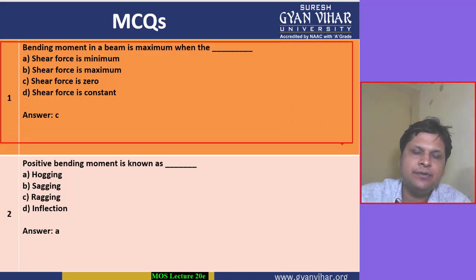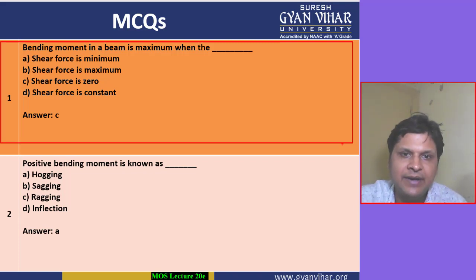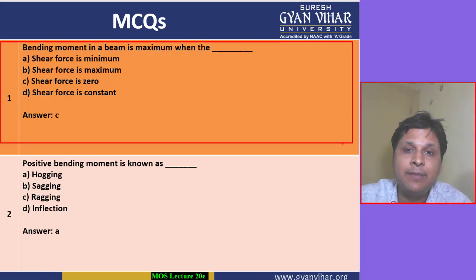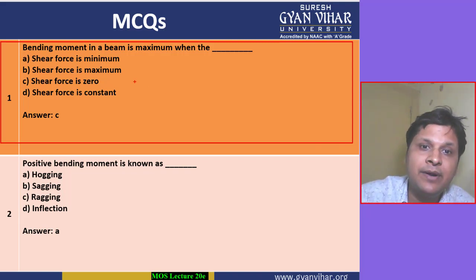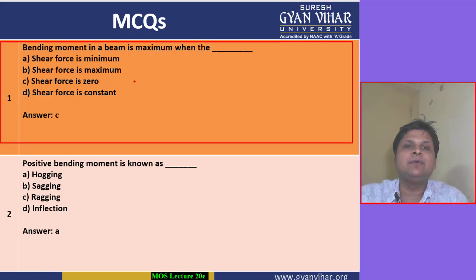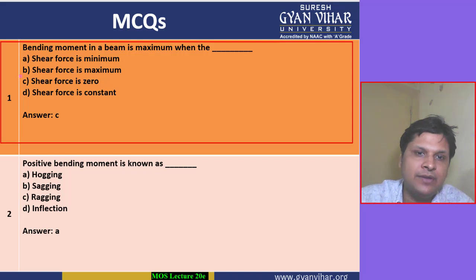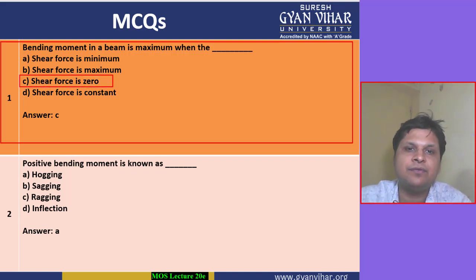What is the question saying? The question is saying that bending moment in a beam is maximum when? We all know you will get the maximum bending moment only when the shear force value is 0 at that point. You will get the maximum bending moment only when there is a 0 value of shear force at some point.